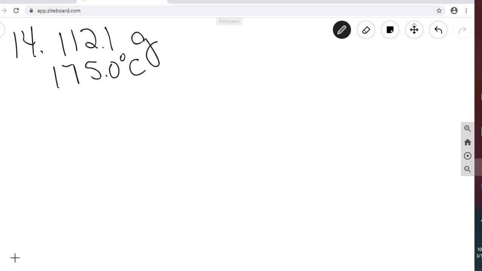Okay, let's do number 14. So 14 is our first calorimetry problem. A calorimetry experiment is performed on a sample of metal that is 112 grams. We're not told what the metal is. It is heated to a temperature of 175.0 degrees C. So that would be Ti, the initial temperature for the metal. This is the piece of metal that's going to be dropped into the calorimeter.